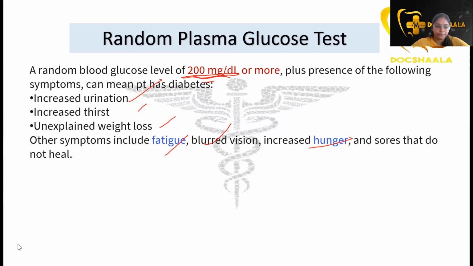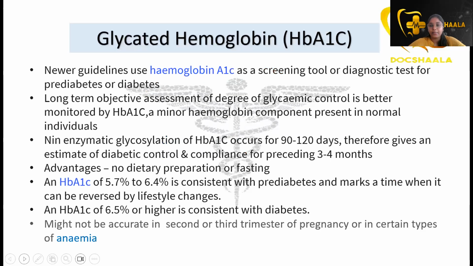Then glycated hemoglobin, or the HbA1c. HbA1c is a newer guideline. It is used as a screening tool or diagnostic test for pre-diabetes or diabetes. It is mostly used to confirm pre-diabetes or diabetes. So it is a very powerful tool. It helps in diagnosing the pre-diabetic condition mostly. So once we find abnormal values in the fasting glucose or postprandial glucose test, then we can advise HbA1c for the patient.